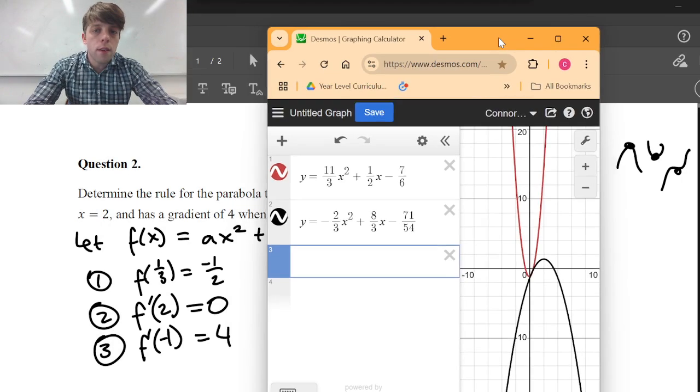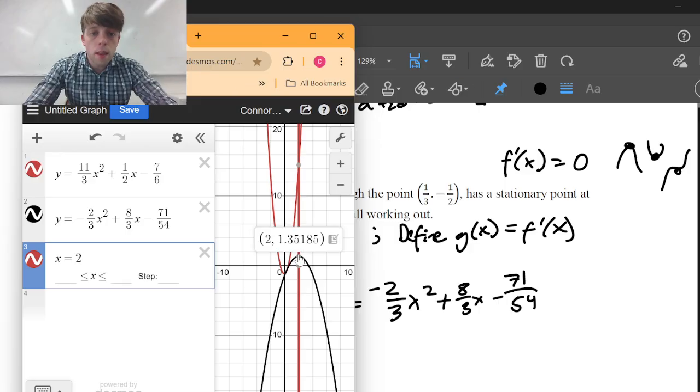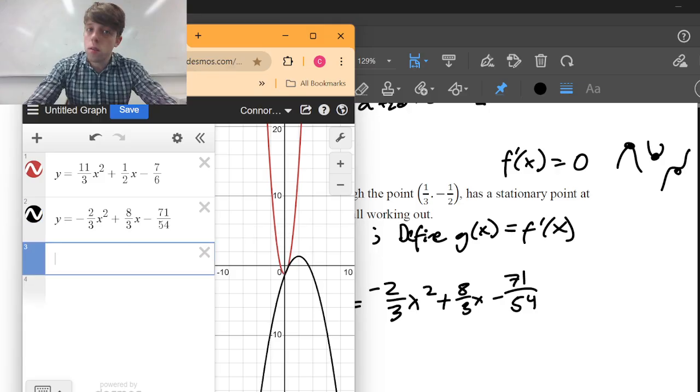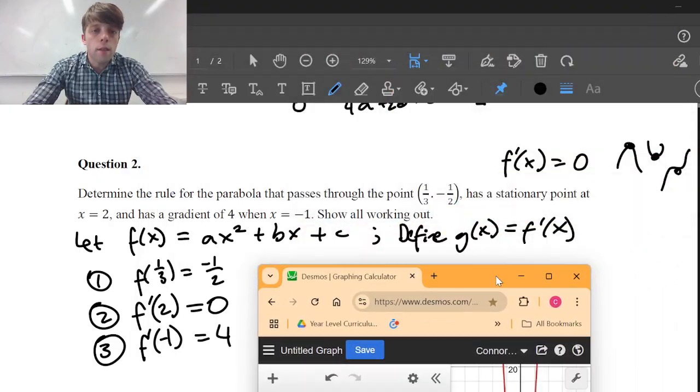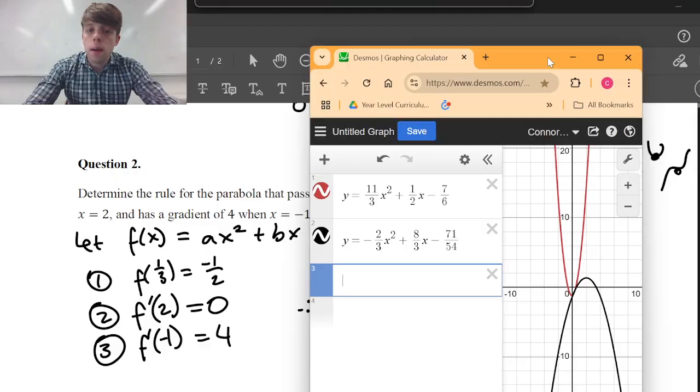Fantastic. Does it have a stationary point when x equals 2? Well, if we go to when x equals 2, we can see that there is indeed a maximum there. So that is the maximum of the graph. So that means that there's a stationary point there. And then finally, we need to have a gradient of 4 when x equals -1.